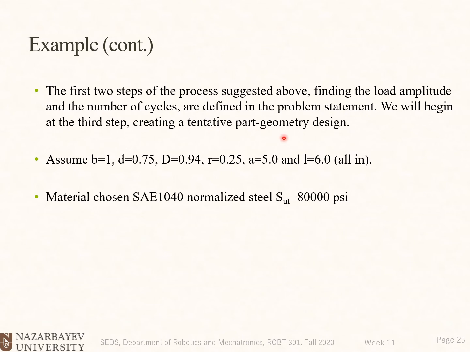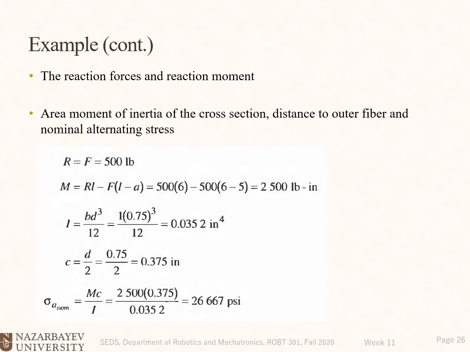And we'll start from the third one. We need to start from a tentative design, and we assume a geometry of B, the capital R, A and L. And we said that L cannot be more than 6 inches. Then we need to choose a tentative material. The material chosen is SAE M40 normalized steel with an ultimate tensile strength of 80 KSI.